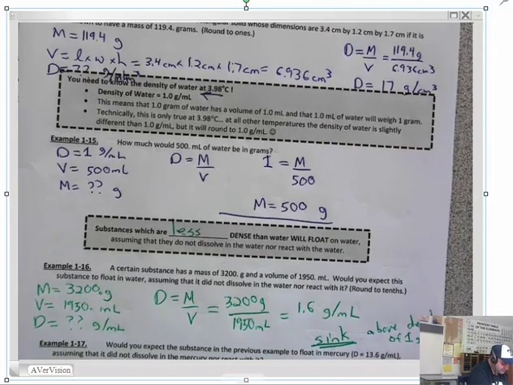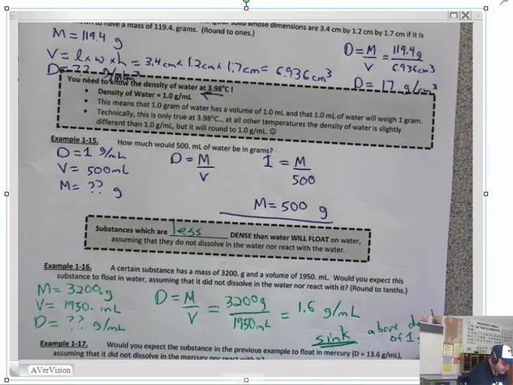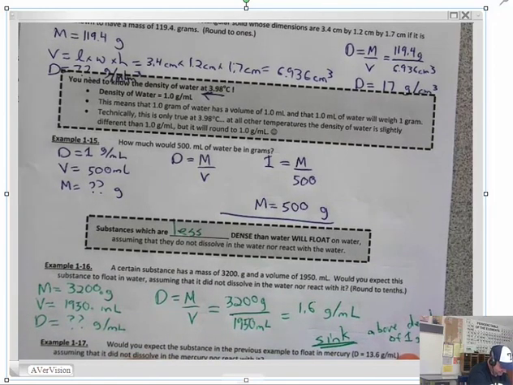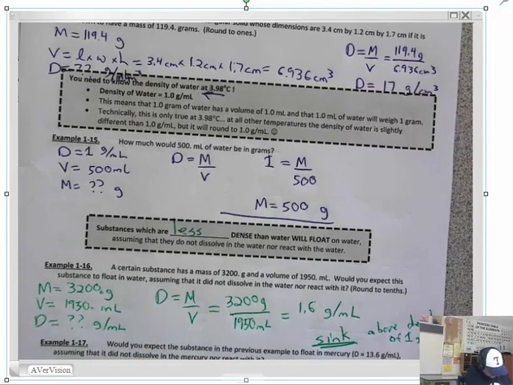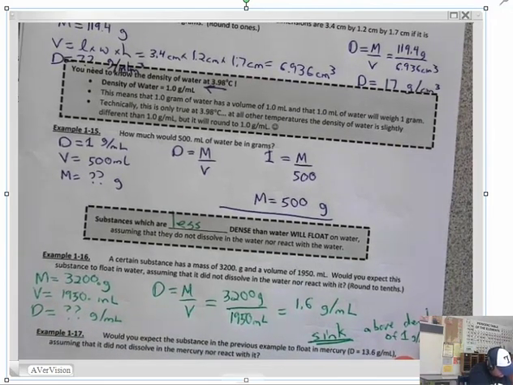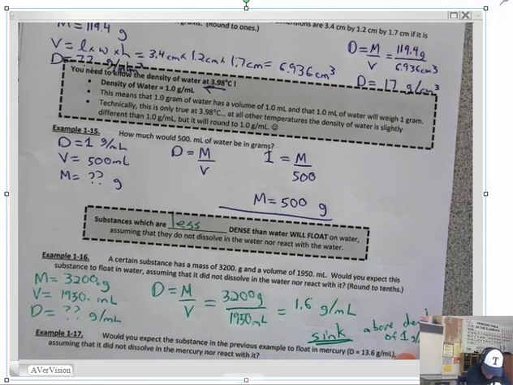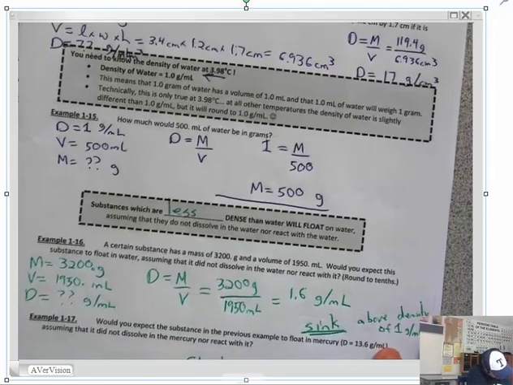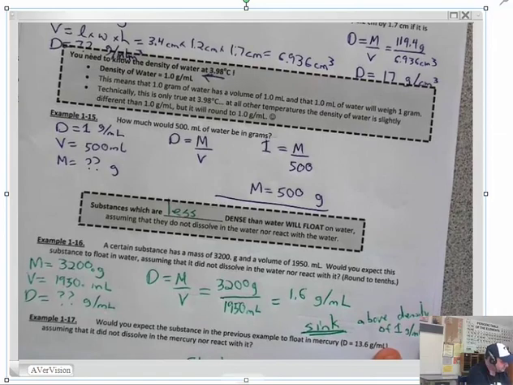Would you expect the substance in the previous example to float in mercury? 13.6. That would float. Because the density of the object is less than the density of mercury.